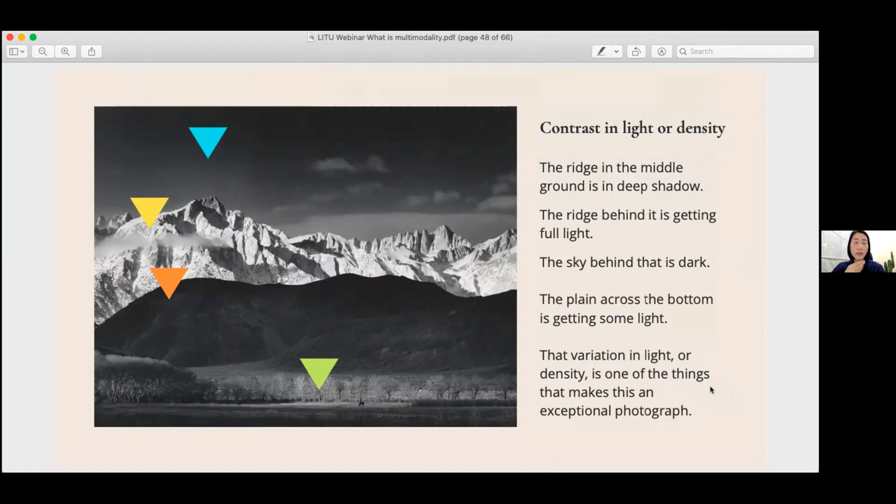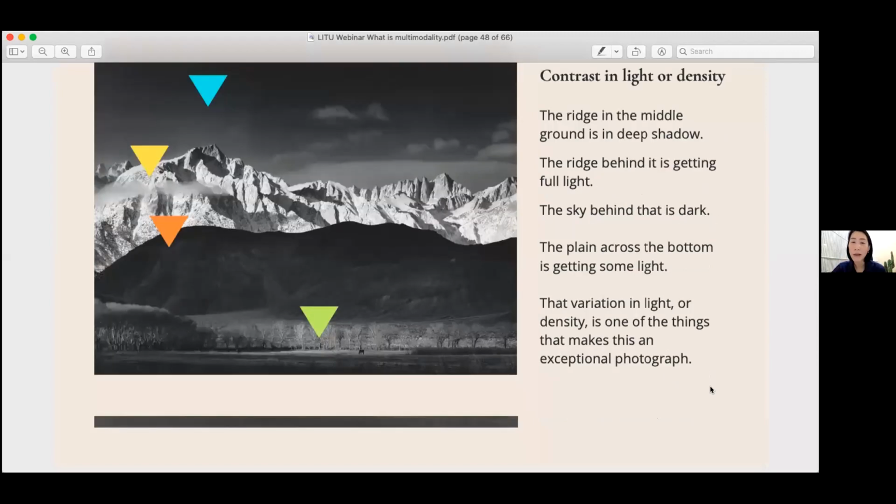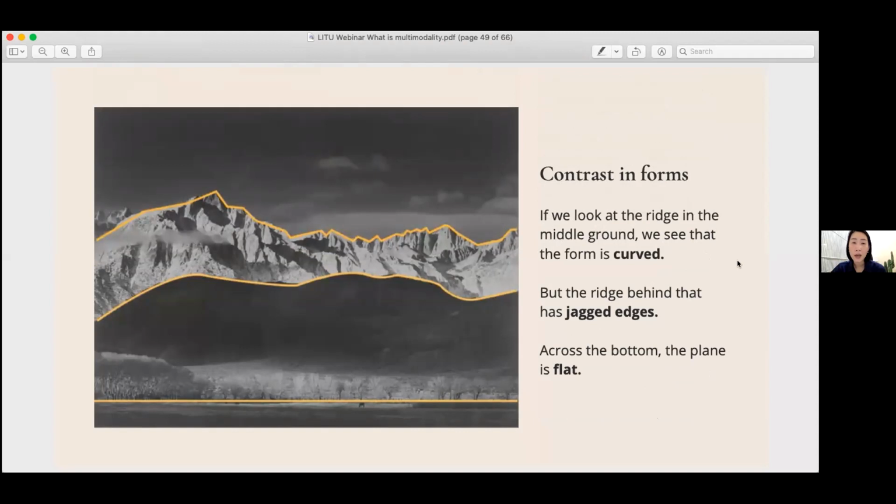Normally, when we think about contrast, we think about color contrast. But there are other things as well. For this particular photograph, there is a contrast in form, right? You see the jagged edges at the bottom. This is curved in the middle, and then the plane at the bottom is very flat. So it plays with the contrast in forms.